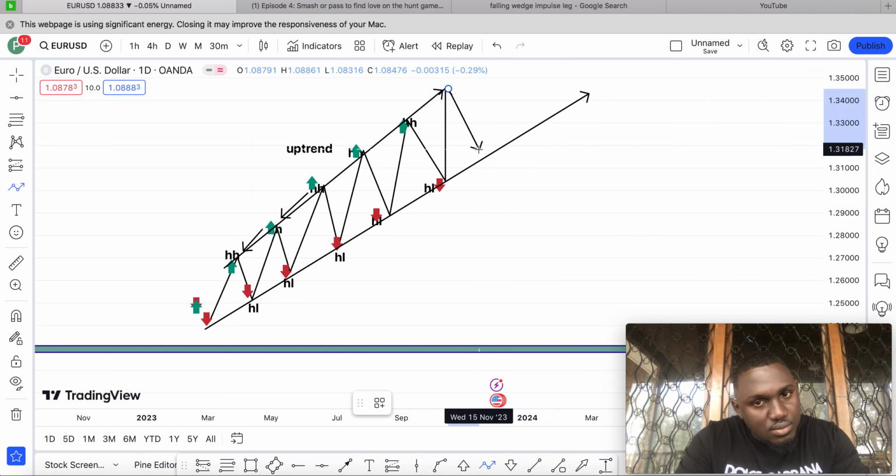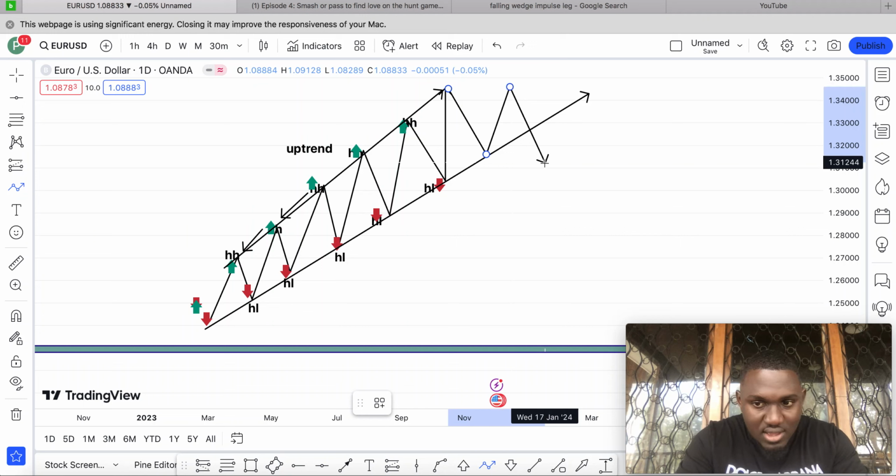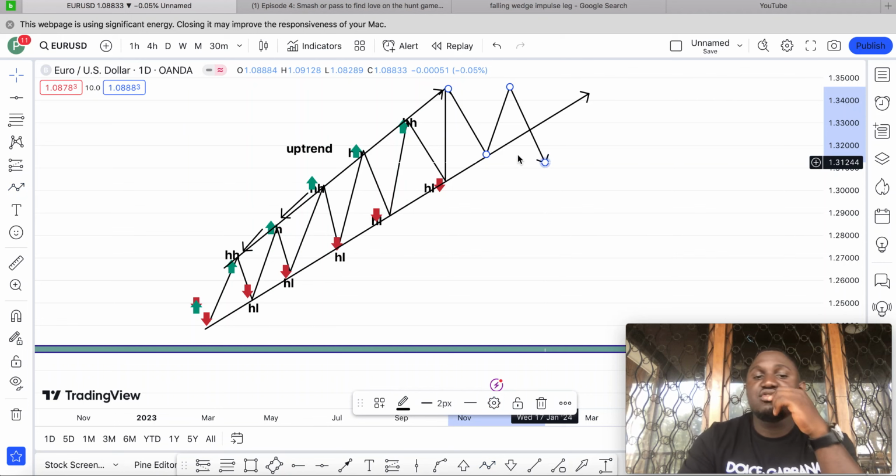Price failed, came here, pushed back, failed to keep what? A higher high. Instead of keeping a higher high, it keeps what? Equal highs, and finally breaches this counter trend line, or finally breaches that trend line.